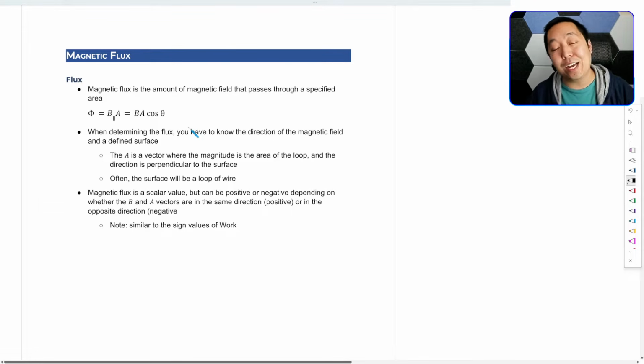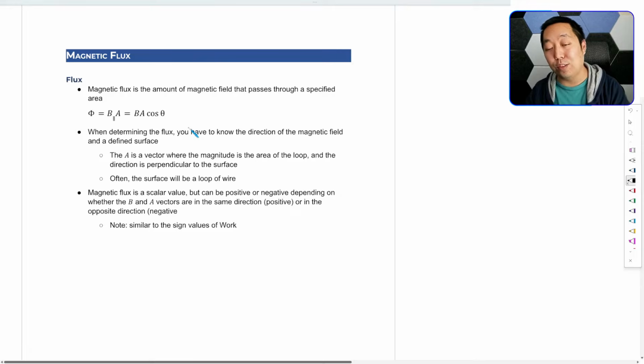The first thing we've got to learn is magnetic flux and how we calculate flux. For those of you who've done AP Physics C, you would have done electric flux. It's the same idea here, so you could probably skip this. You don't necessarily need to recap it. It's just for magnetic field flux.